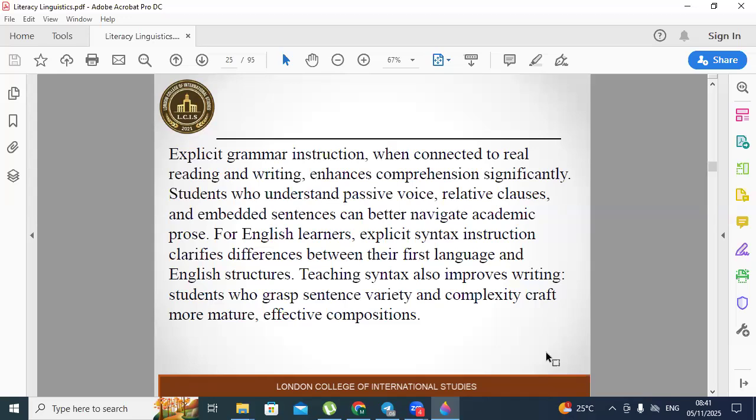We teach grammatical structures as they appear in texts students are reading, and as they're needed in the writing students are producing. Grammar becomes a tool for making meaning, not an abstract set of rules to memorize.